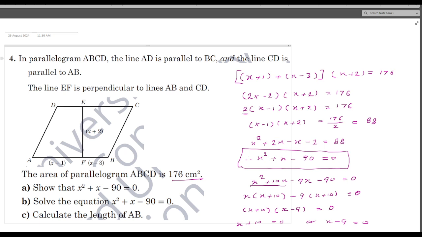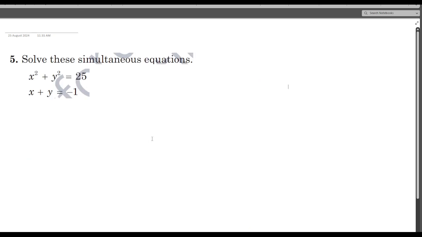This is your question number 4. Now question number 5. Solve these simultaneous equations. In this equation, it is better we find out the value of x from the second, or the value of y. Let us find the value of y. So y can be written as minus 1 minus x, and this value I will replace in the first equation.